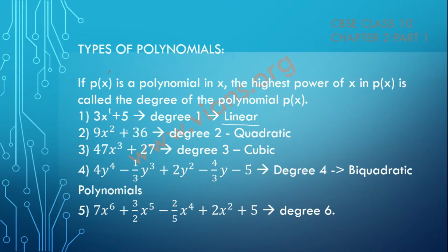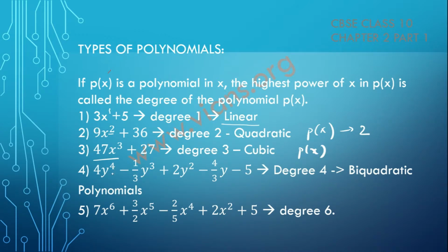If you see, the highest power of x in this equation is 2, so this is again p of x, and the degree of this polynomial is 2, and that's called a quadratic polynomial. In this particular case, the highest power of x is 3, so that's a polynomial of degree 3. That can be written as p of x as well, and it is a cubic polynomial.